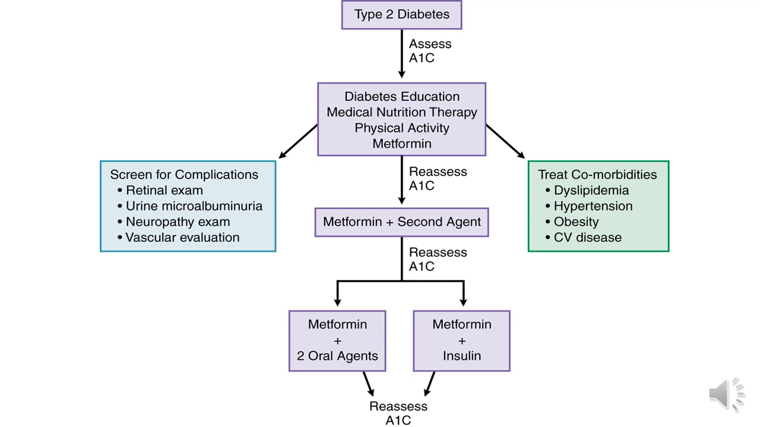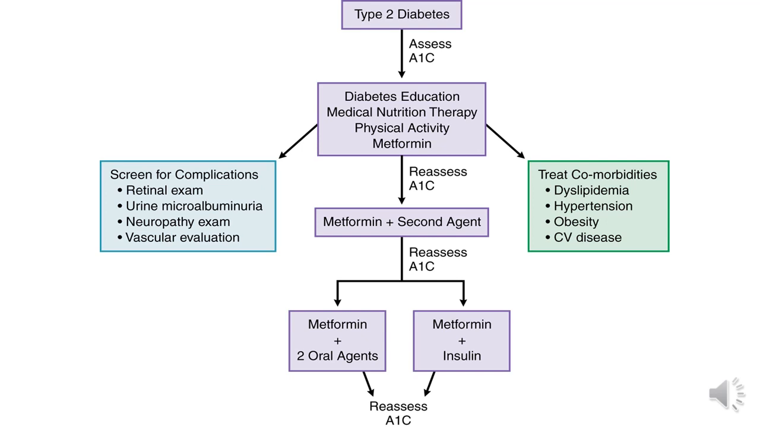Start the patient on metformin in the absence of contraindications, and if the patient tolerates metformin, well and fine. At the same time, screen the patient for diabetic complications, fundoscopy, urine examination for albumin, and the neuropathy examination. Do a vascular evaluation also. Treat the comorbidities like dyslipidemia, hypertension, obesity, and cardiovascular disease. After assessing the glycosylated hemoglobin, you may take a call.